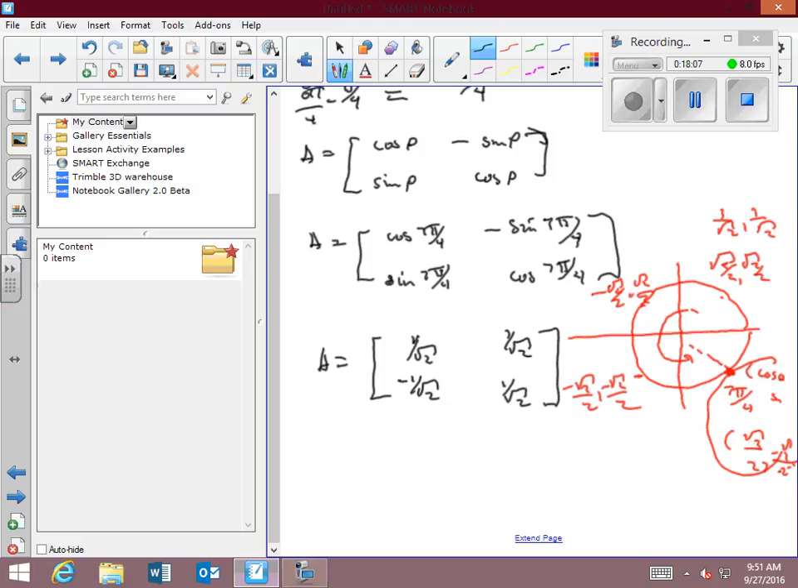So that's your A matrix for the transformation of a rotation of a negative pi over 4, which is a positive 7 pi over 4. That makes sense? And it's explaining it there in example 3 on page 73. All right.